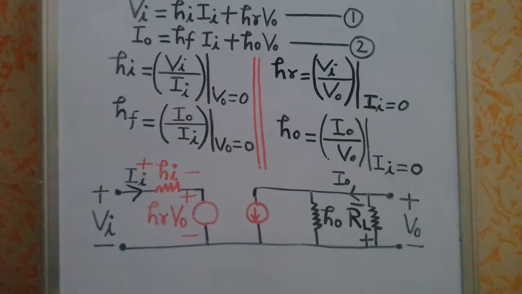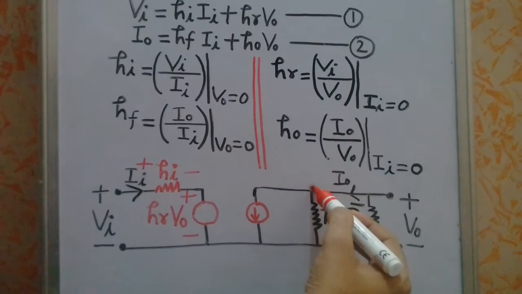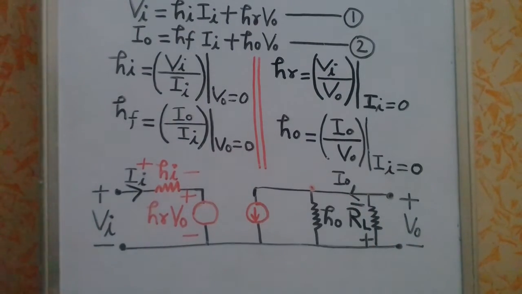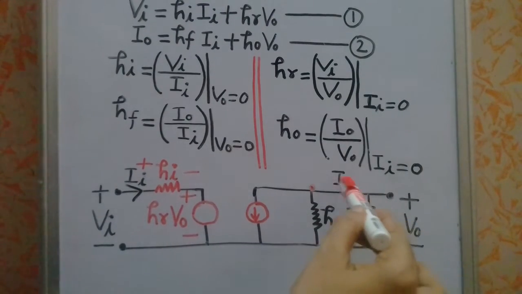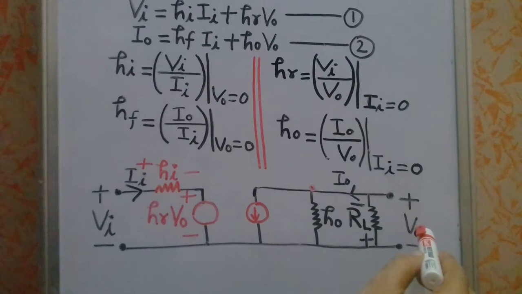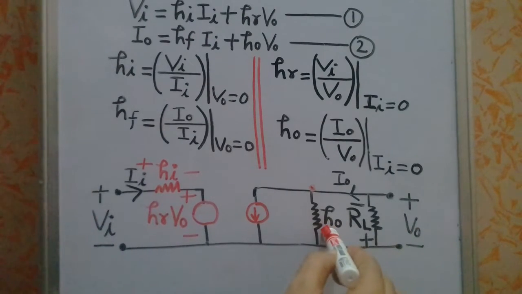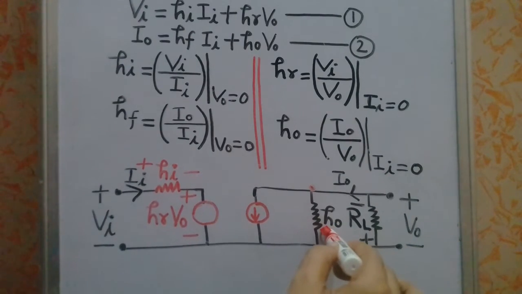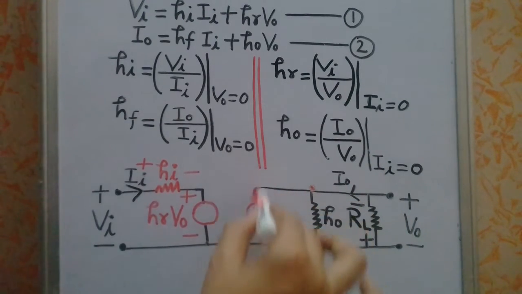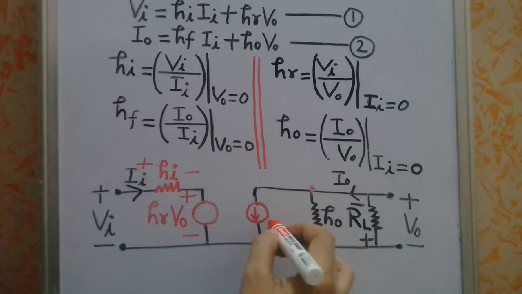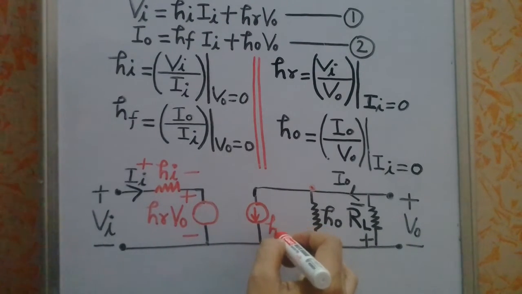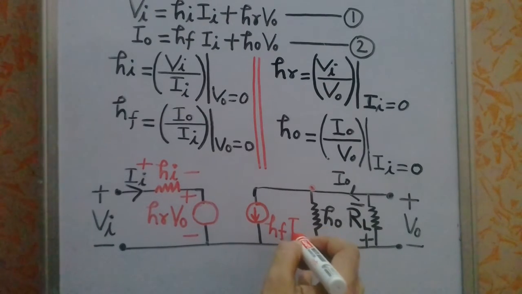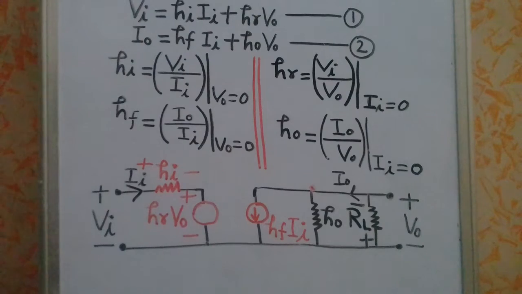Right? Now you apply Kirchhoff's current law at this particular node. Then you will get, see here, IO is equal to HO into VO, right? HO is output admittance. When output admittance is multiplied by output voltage, it will give you current, right? So IO is equal to HO VO plus this HF II. This current source will be equal to HF into II, right?